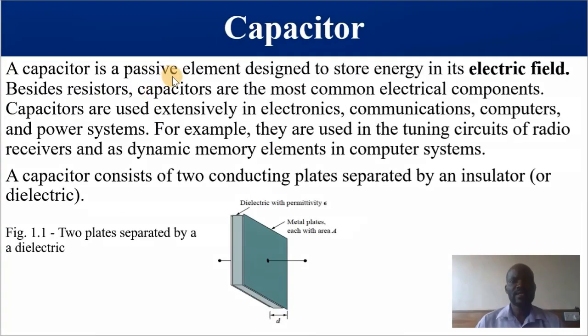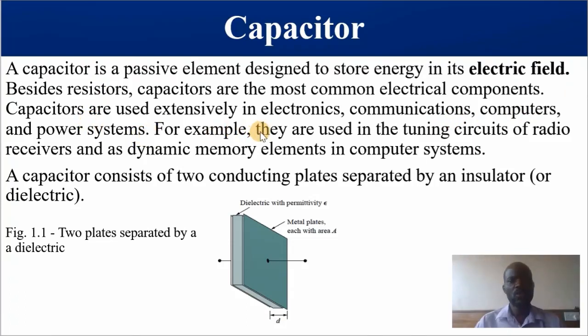You remember passive and active elements or components. The capacitor is classified as a passive component, and it is designed so that it is able to store electrical energy in its electric field. Electric field simply refers to the field that surrounds a charged body, positive or negative. Besides resistors and inductors, capacitors are the most commonly used electrical components, and they are used in electronics, electrical engineering, communication, computers, and even in power systems.